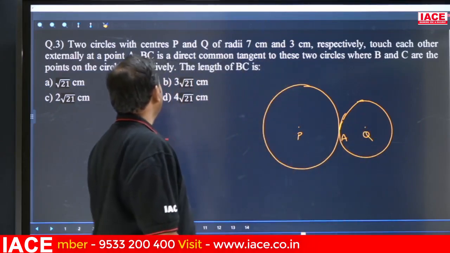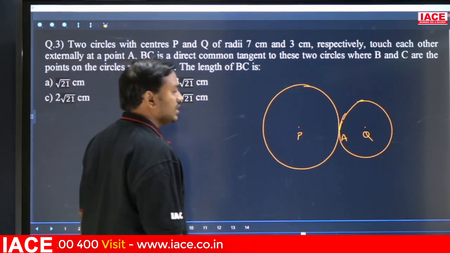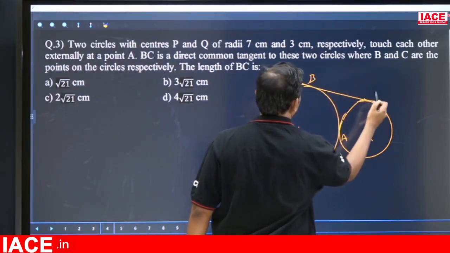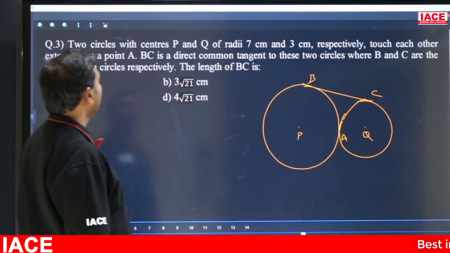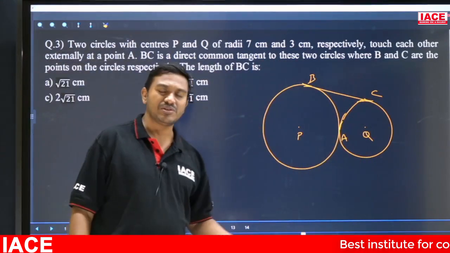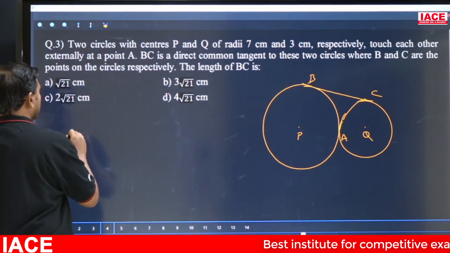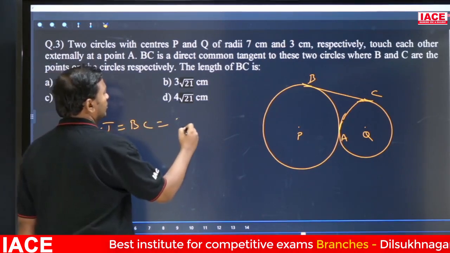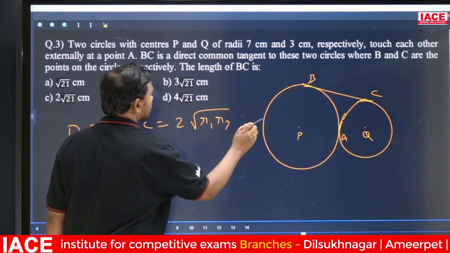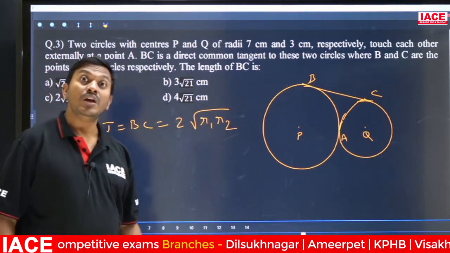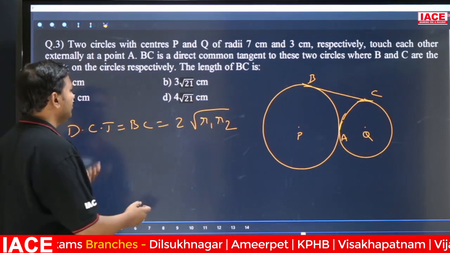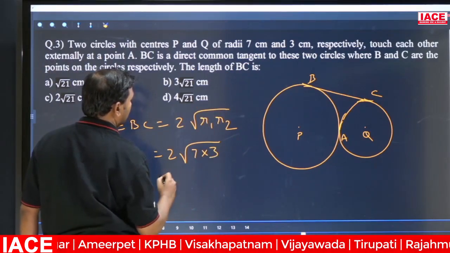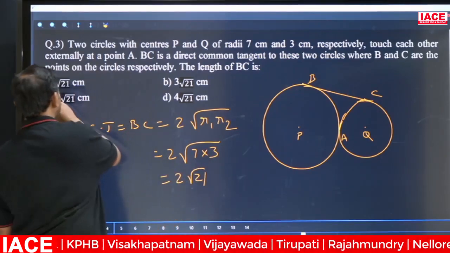What is given? BC is a direct common tangent. Then find the value of BC. Simple, no need of a diagram. If two circles touch each other externally, the direct common tangent formula is 2 root R1 R2. R1 is 7 and R2 is 3, so that is 2 root 21. So option C is the right answer.